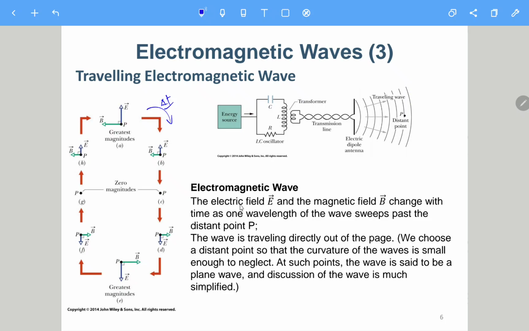Here it says the electric field E and the B field change with time as one wavelength of the wave sweeps past the distant point P. It also mentions the term plane wave here, if we assume that this point P is far away from the antenna.